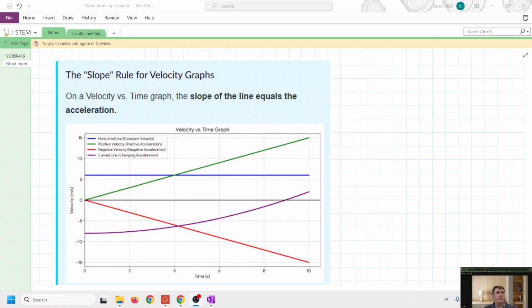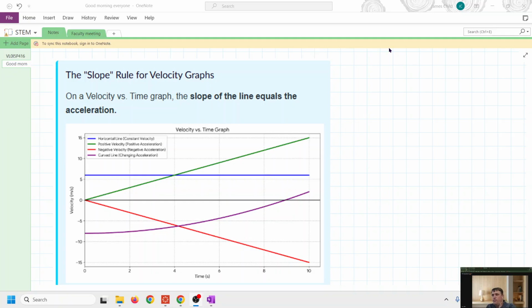We just talked about position versus time graphs. We're now going to talk about velocity versus time graphs. Let me switch over to the main screen here. This is an example of a velocity versus time graph.